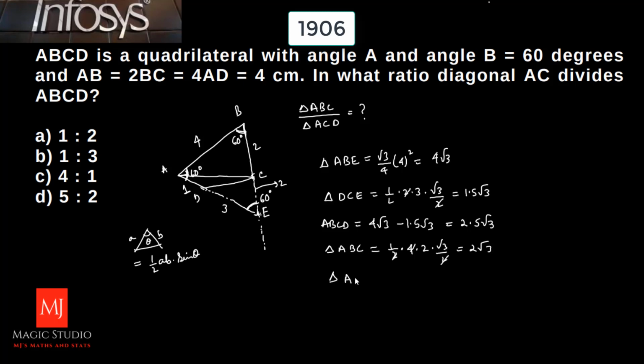Therefore, triangle ADC area equals the entire quadrilateral area 2.5 root 3 minus area of ABC 2 root 3, that is 0.5 root 3. So our answer is triangle ABC area 2 root 3 divided by triangle ACD area 0.5 root 3. 2 by 0.5, when multiplied by 2, gives 4 by 1. Diagonal AC divides ABCD in the ratio 4:1, that is option C.